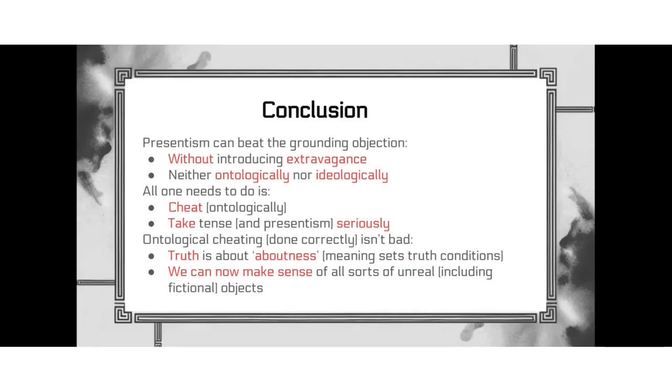That's the conclusion. Presentism is fine without introducing any of this extravagance, ontologically or ideologically, because we can cheat by taking tense seriously. And this cheating, by grounding truth in aboutness, allows us to make sense of all sorts of unreal things, fictional objects, the past, the future, without having any issue.